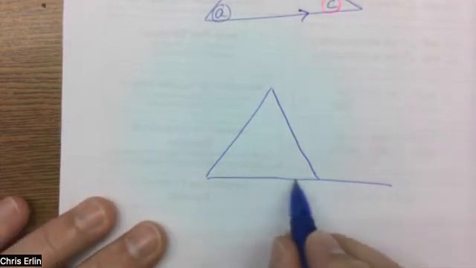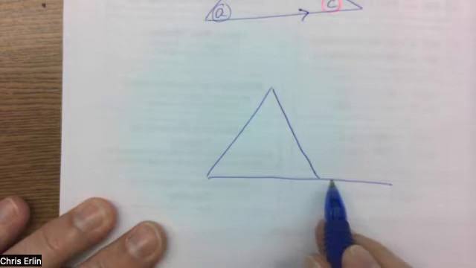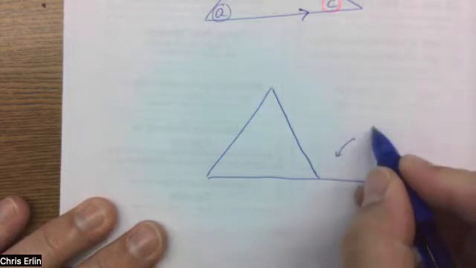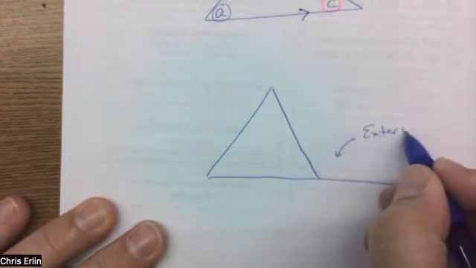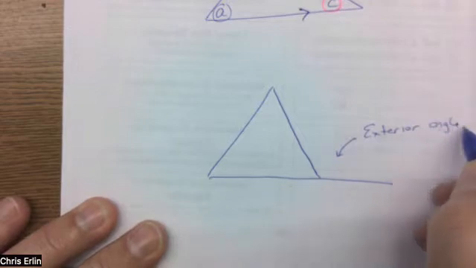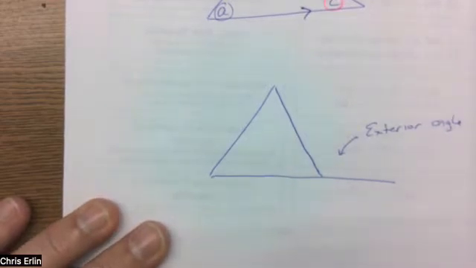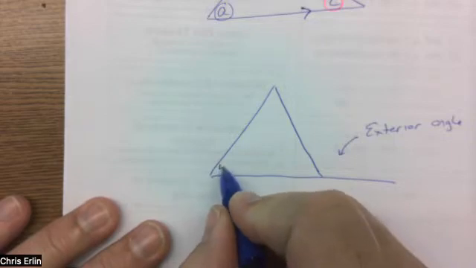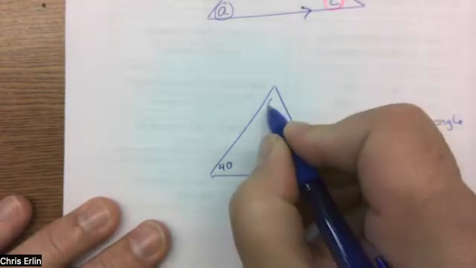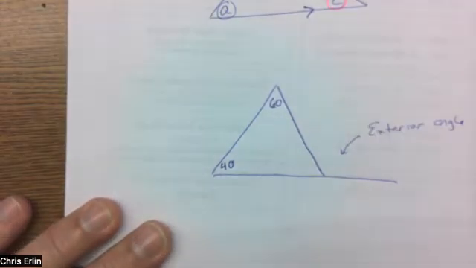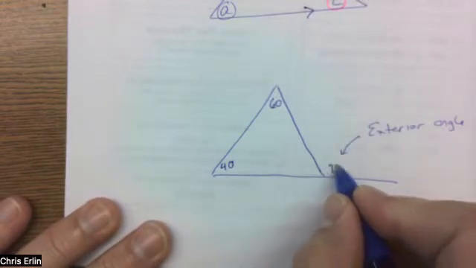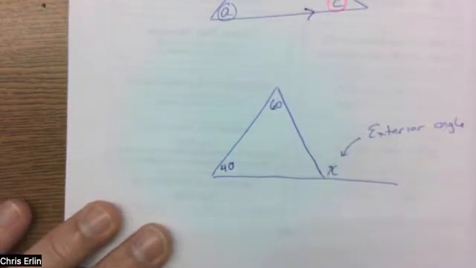Let's say that I take one side of the triangle and I extend it past its angle. I'm going to tell you that this is now called an exterior angle, whereas these are called interior angles. And if I tell you that, for example, this is 40 degrees and this is 60 degrees, can you find the measure of this exterior angle?